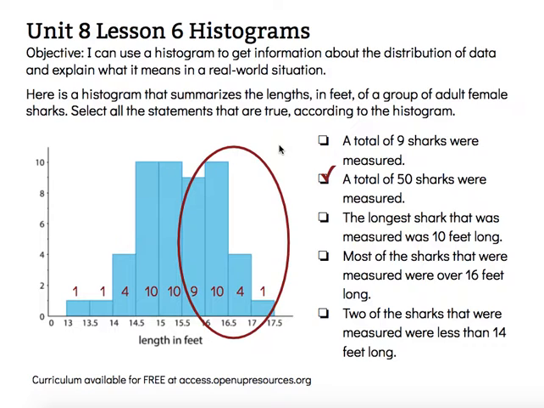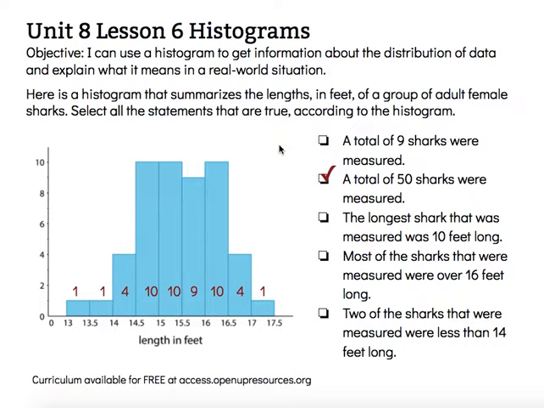Most of the sharks that were measured were over 16 feet long. So if I look at 16 and higher, I can see that I have 10 plus 4 plus 1. That's 15 sharks that were 16 feet or longer. 15 is definitely not more than half of 50, so I can't use the word most. That is incorrect.